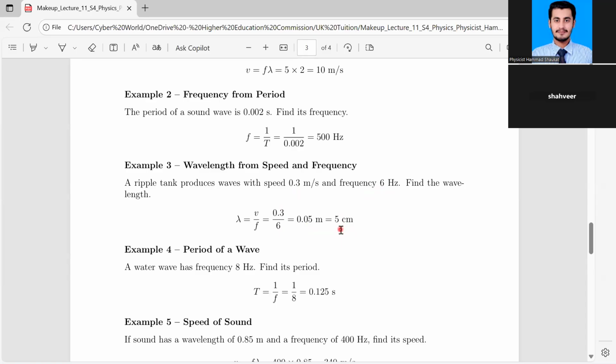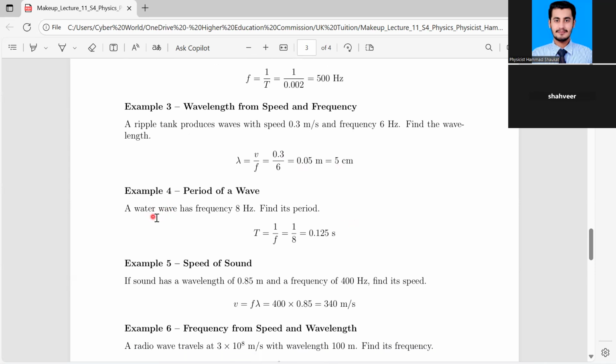How can you convert? You can multiply and divide this number by 10 raised to the power minus 2, because you know that the value for centi is 10 raised to the power minus 2. When 10 raised to the power minus 2 multiplies, it becomes centi. And when you divide, 0.05 divided by 10 raised to minus 2, the answer is 5. So this is how 0.05 meters becomes 5 centimeters.